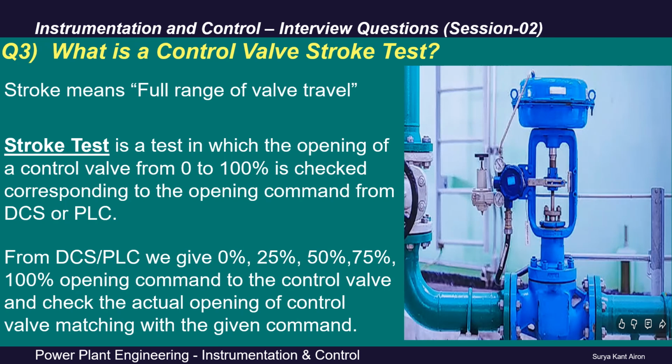At 0% opening command, the control valve should be fully closed. At 25% opening command, the control valve should be exactly 25% open. Similarly, at other opening positions also the control valve is tested, and if the valve position feedback is not matching with the command, then definitely the control valve needs to be calibrated. Thus, control valve opening position is checked and ensured according to the opening command.